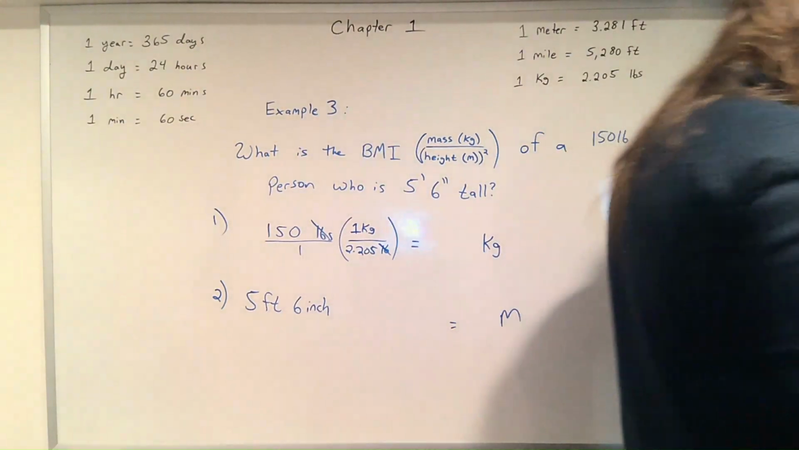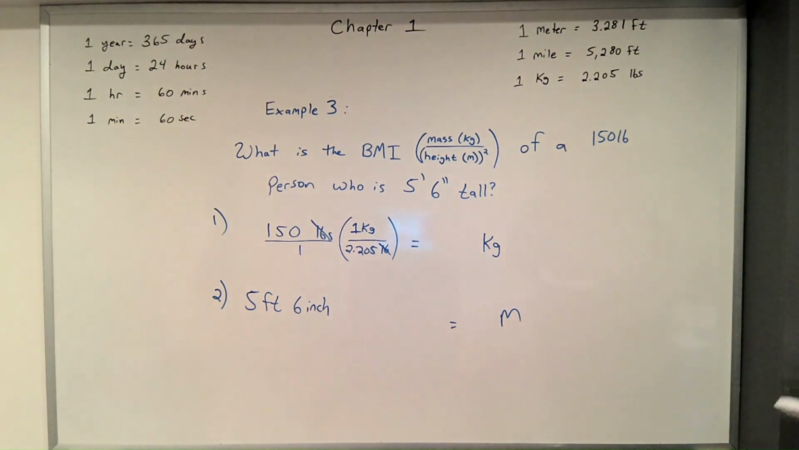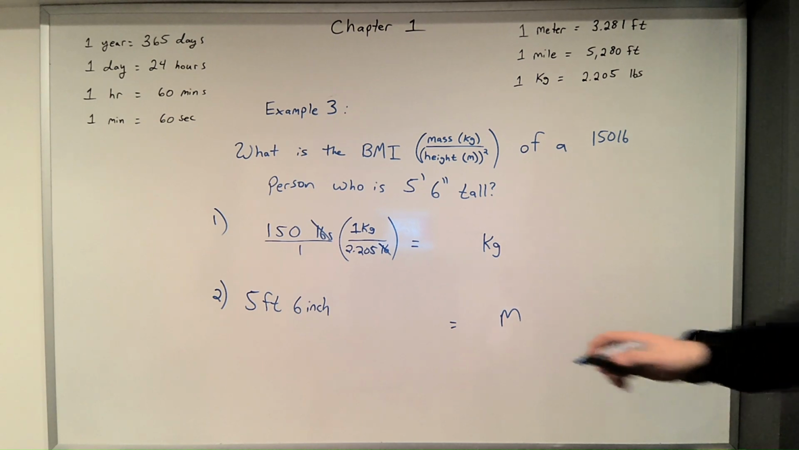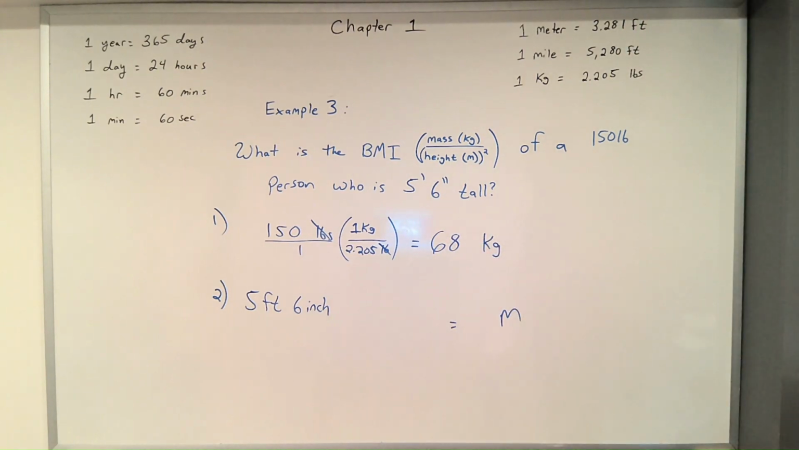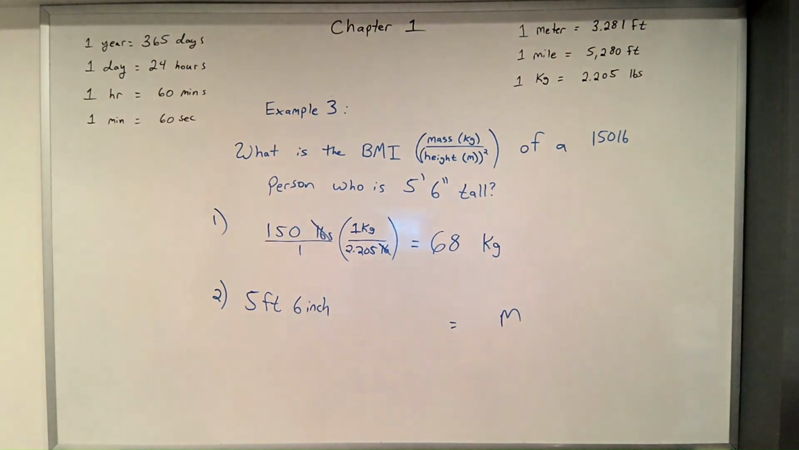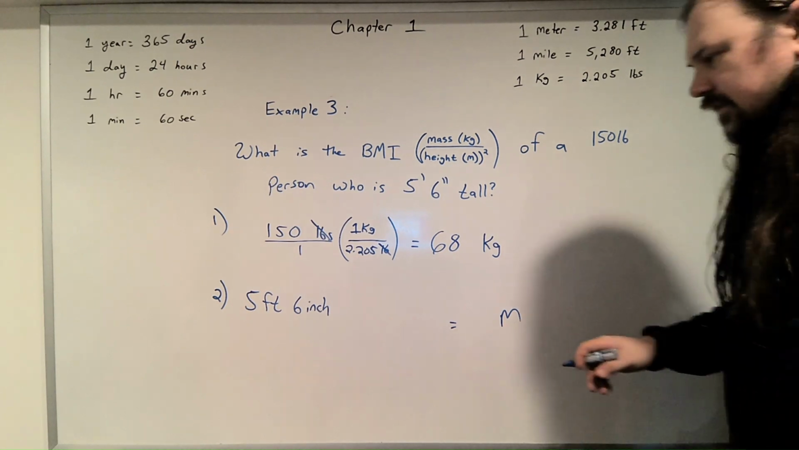Plug into your calculator. Get used to using your calculator now. It's what you're going to be given on exams to use. Get used to using it. And let's see what we get for an answer on this. Okay, 150 pounds, going by that, looks like we're going to have roughly 68 kilograms. Hopefully that's what you got. Okay, 68 kilograms for their mass. Now let's work on their height.